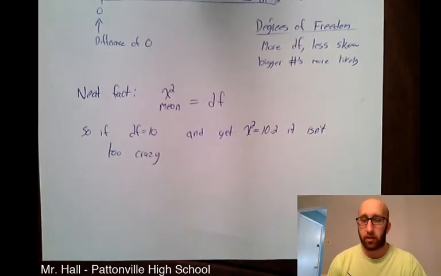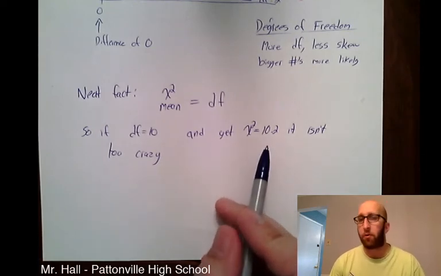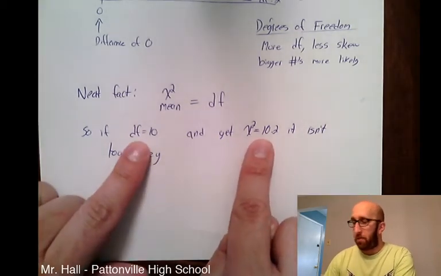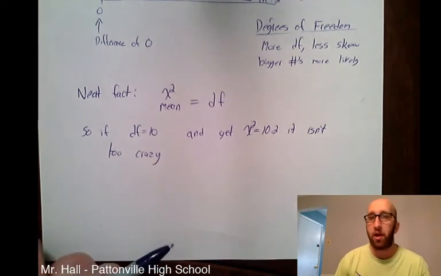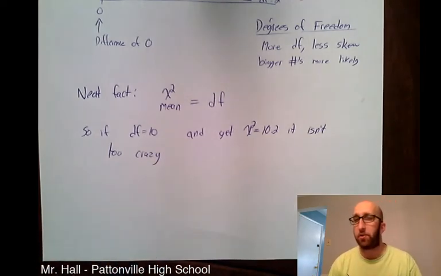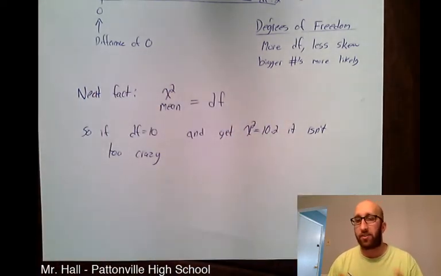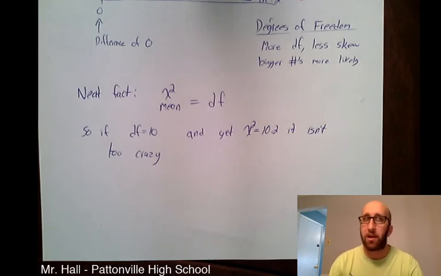So say we went out, we collected our sample, we got a chi-squared test statistic of 10.2. Before we even look at the p-value, I already know my test statistic is going to be very, very close to the center of the distribution. And when you're close to the center of the distribution, you know things aren't too crazy. So this is a fun fact to give you some context of what is going on. If your test statistic is anywhere close to the degrees of freedom that we calculate, you should already be thinking everything's kind of okay.